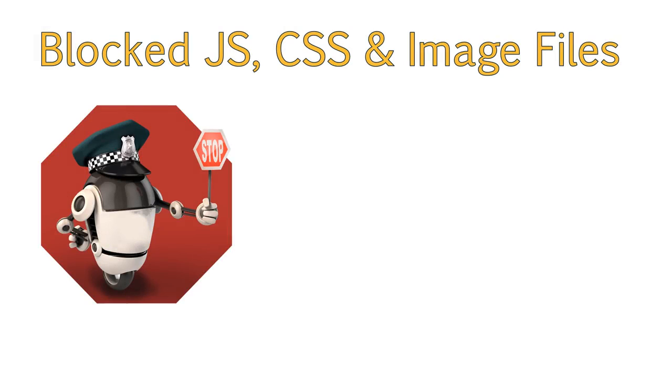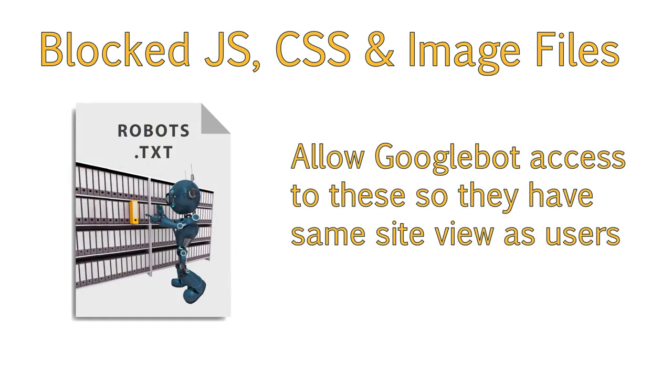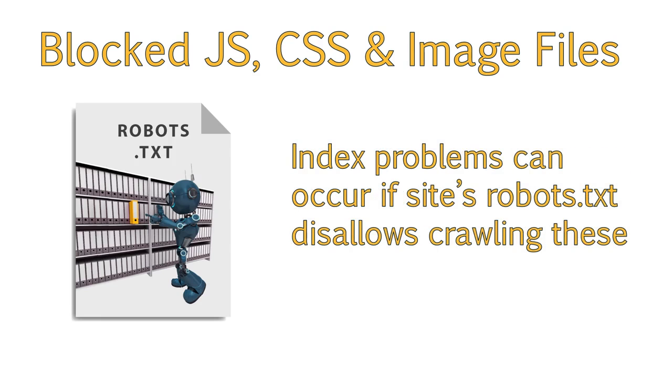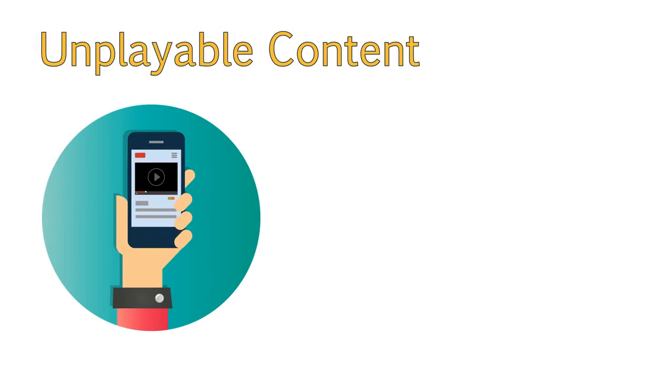Now let's get into some of the specific issues that Google mentions. The first one is blocked JavaScript, CSS, and image files. You need to allow Googlebot to access these so they can see your site like an average user. If your site's robots.txt file disallows crawling of these assets, it can harm how well algorithms, both mobile and desktop, render and index content. Unplayable content can also be prohibitive.